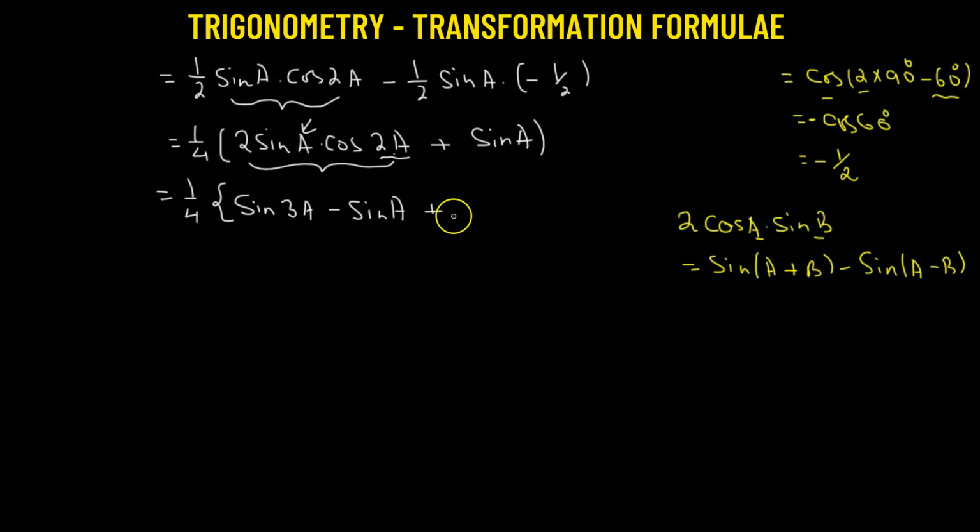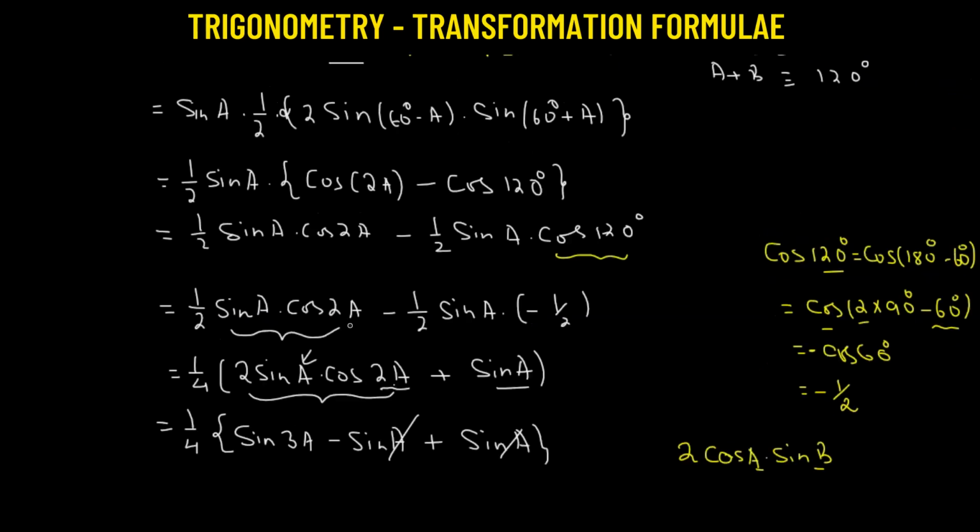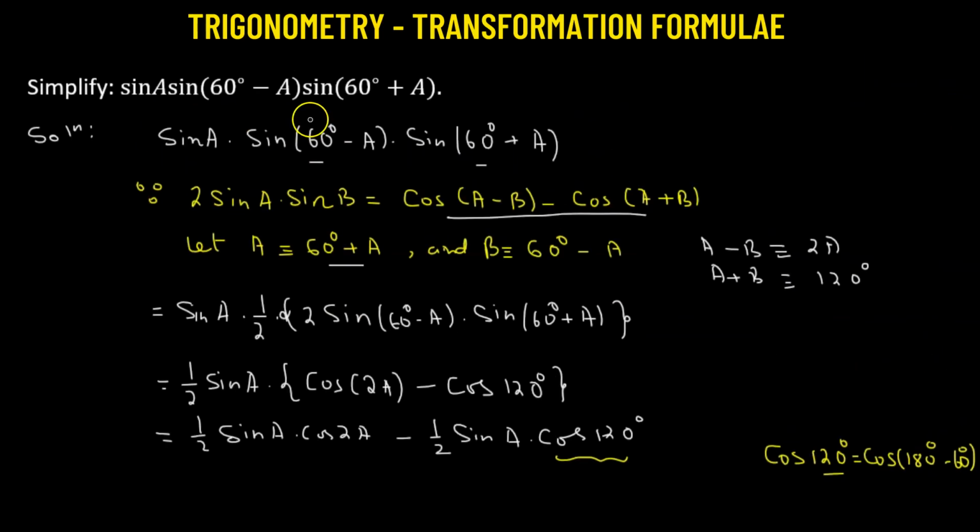So we have negative sine A plus this term sine A. The negative sine A and positive sine A cancel out, and that leaves us with the final expression 1/4 of sine of angle 3A. So this is the simplified value of the given trigonometric expression. Sine A times sine 60 degrees minus A times sine 60 degrees plus A becomes equal to 1/4 of sine of angle 3A.